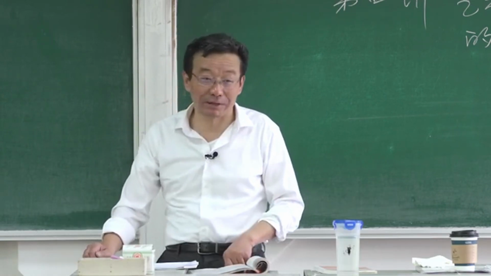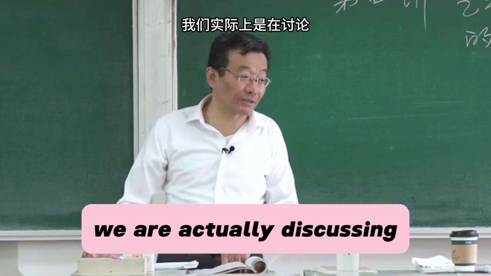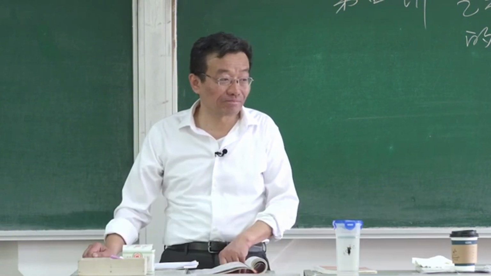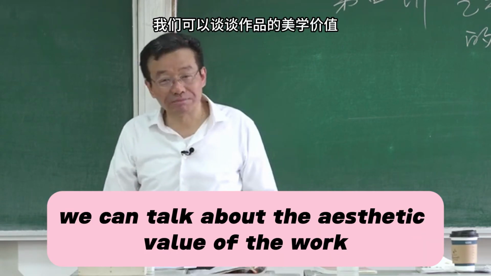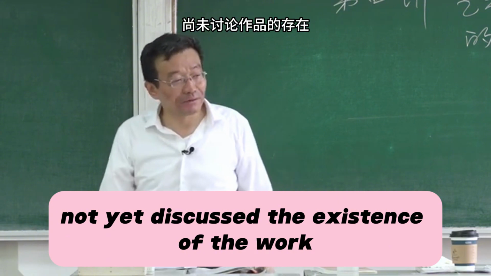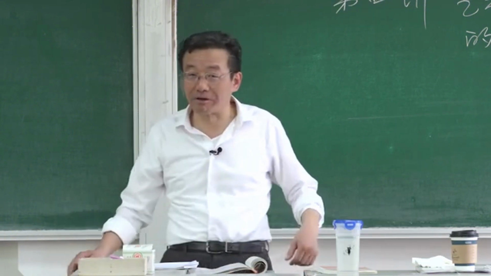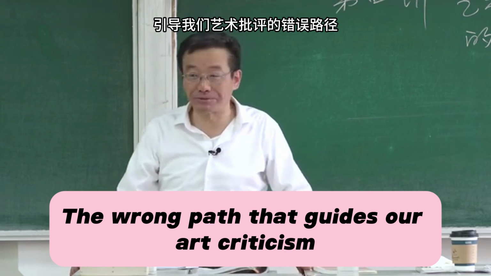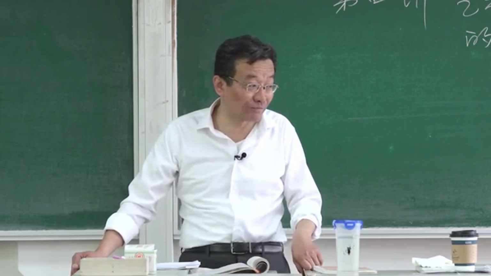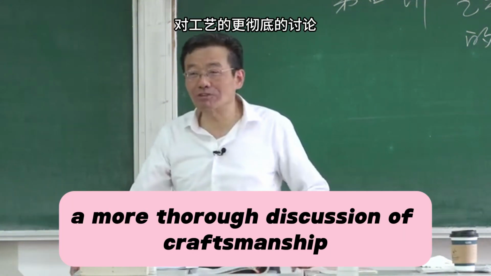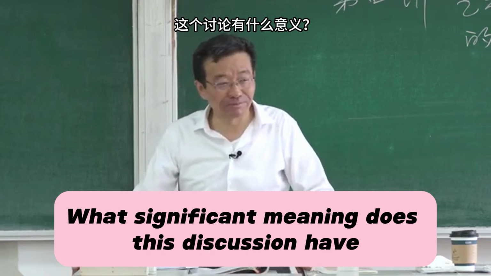That's a special thing. So he has to find the absolute best word. Got it? However, when we discuss a work in this way, we are actually discussing the creative techniques of the work. Through this discussion, we can talk about the aesthetic value of the work, but we have not yet discussed the existence of the work. The key to all the problems lies here. The wrong path that guides our art criticism is the continuous discussion of the creative techniques of the work, which is merely a more thorough discussion of craftsmanship. What significant meaning does this discussion have?